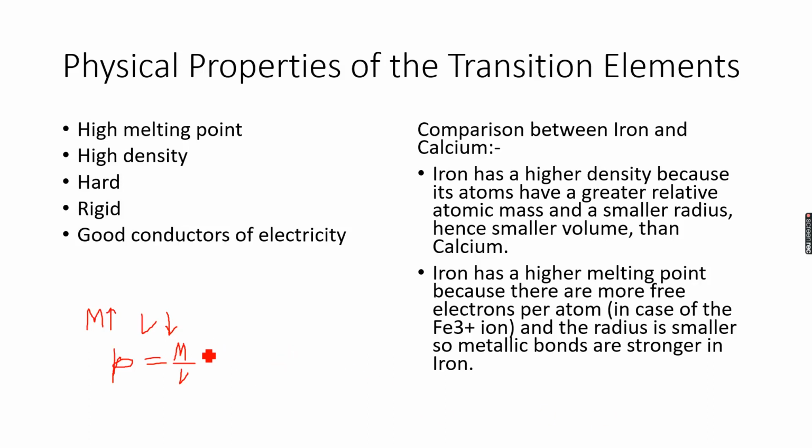So M is greater, V is smaller, and hence ρ will be greater. That means density will be greater, and hence iron is more dense than calcium. Now iron has a higher melting point than calcium.